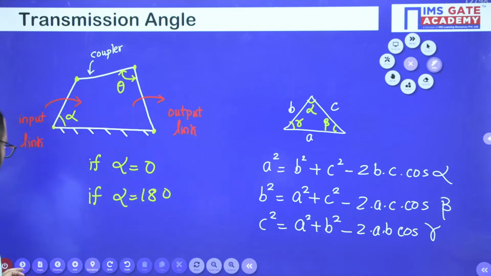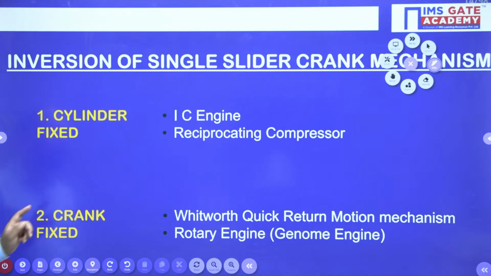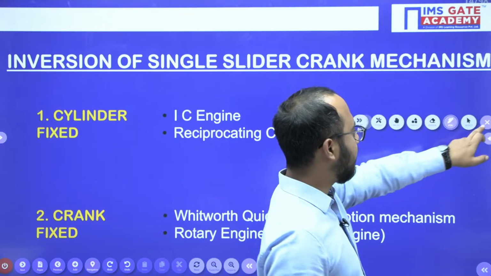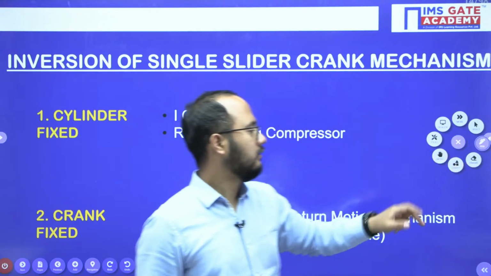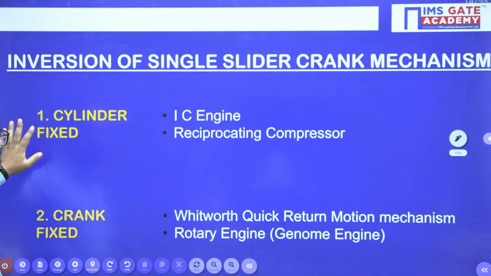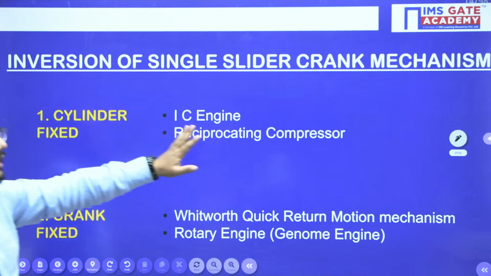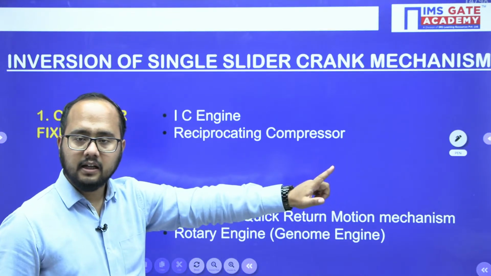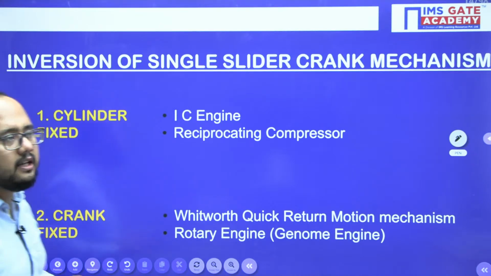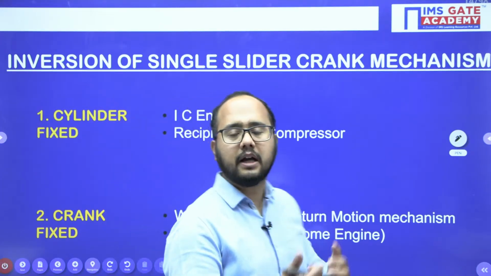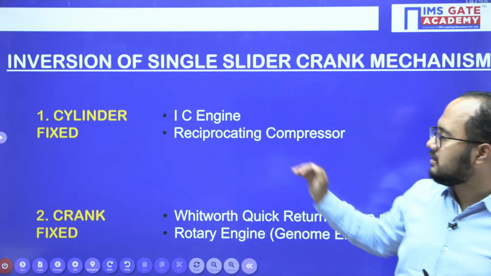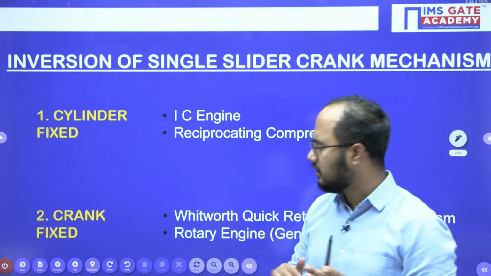Now moving forward, the next thing, the inversion part, very important. At least you should remember the names here. Inversion of single slider crank mechanism, right? I hope you know what a single slider crank mechanism is. Now if a different link is fixed, a different kind of mechanism you will get. If I fix the cylinder, you will get IC engine, reciprocating compressor. That is a very common thing you should know.